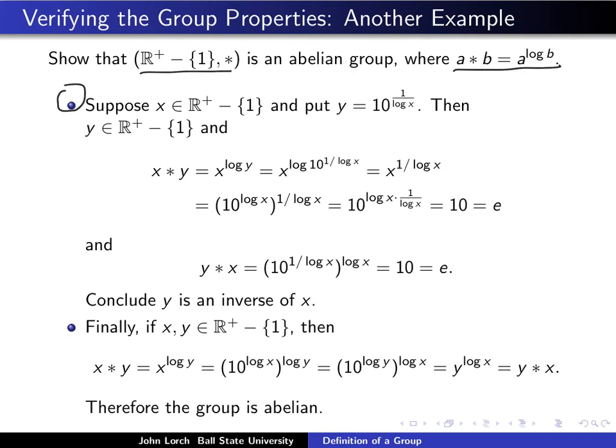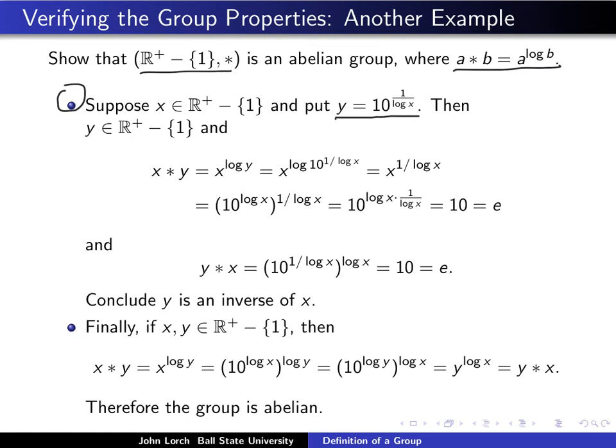So we start with some positive real number that's other than 1. And we're going to let y be this number, 10 to the 1 over log x. Now, here for the first time, we see why we want to exclude 1 from this set. If x were equal to 1, then the log of x would be 0, and in the exponent of y here, the 1 over log x, we would be taking 10 to the 1 over 0. So division by 0 is a bad thing, and therefore it's important that we exclude 1 from our set.